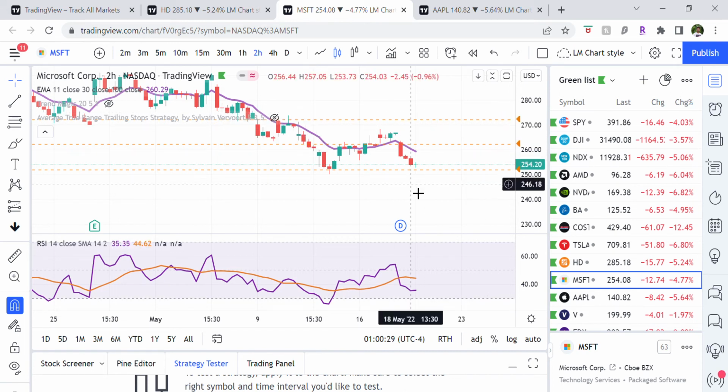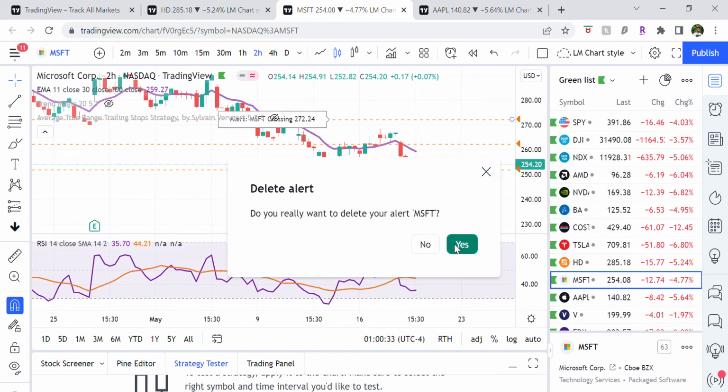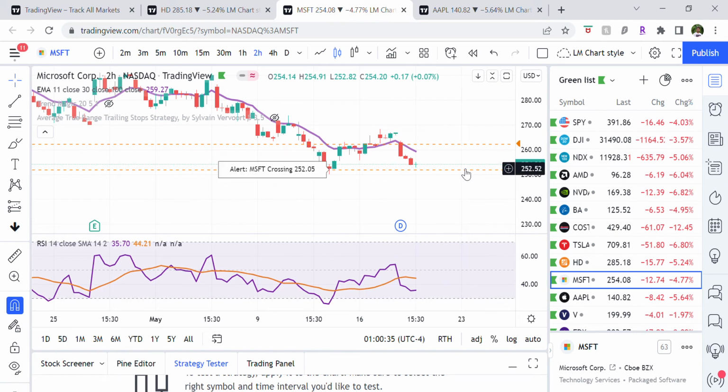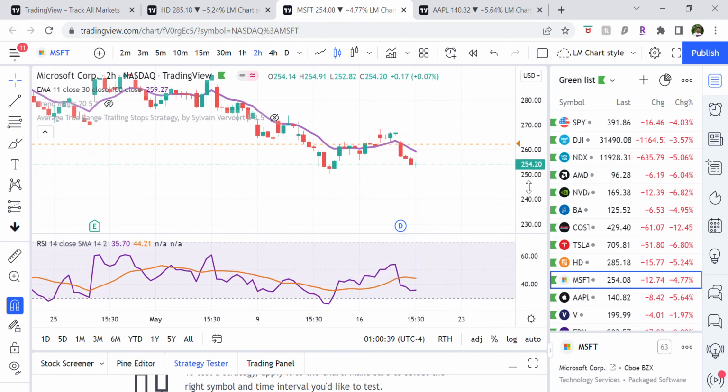Now that I know my resistance and support on the daily chart, I will remove this. Just note it on a piece of paper: this is my resistance, this 252 is my support, 271 is my resistance for Microsoft. Now this is the line below which I have to look for puts. 262.7 is the place where I have to look for puts.